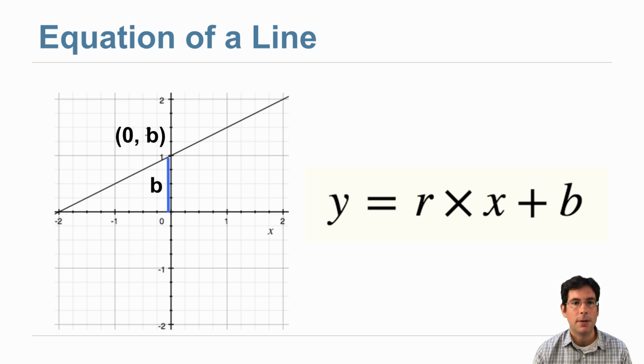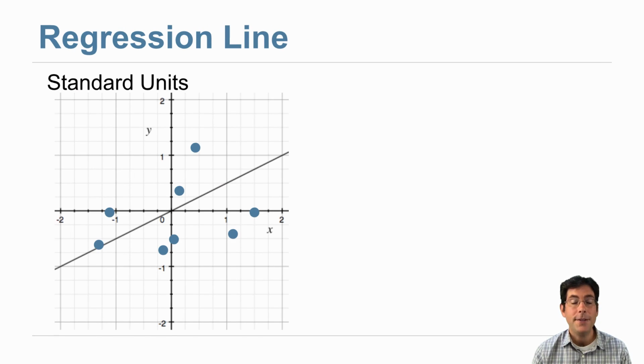When x is 0, a point on the line is 0, b. The slope has the same interpretation as before, and every point on this line will be described as some x, some rx plus b. In standard units, the regression line is a line through the origin. A typical use for this line is to give you an estimate for y given some value for x. So if x is 1.5, the line would estimate that y is 3/4.